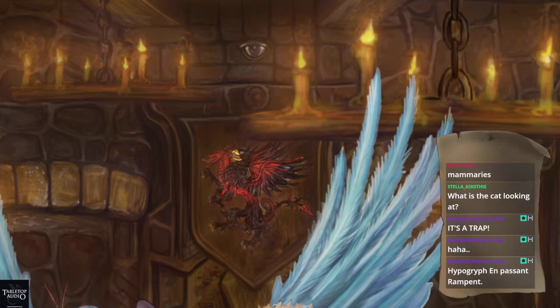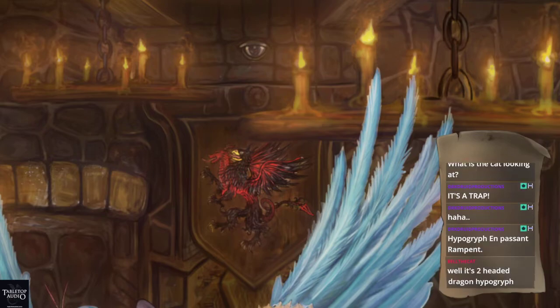Dark Druid says, Hippogriff en passant rampant. Although I think that you're not supposed to pronounce the T at the end. Hippogriff en passant rampant. So Belle the Cat says, it's a two-headed dragon hippogriff. Yep. So we see that there's at least a notion or a concept of these kinds of creatures that exist. It could be fantasy, it could be reality, though weren't we just introduced to something similar?